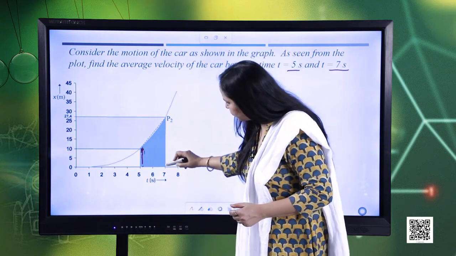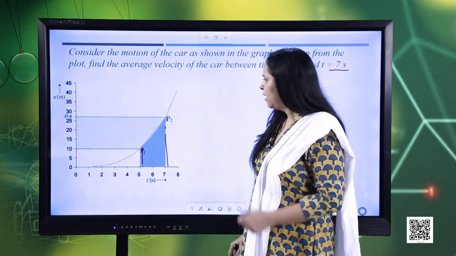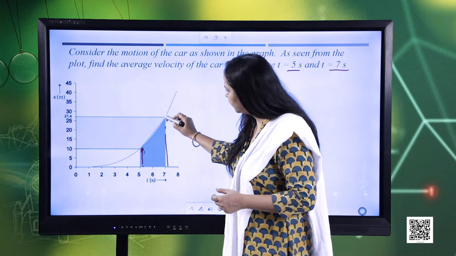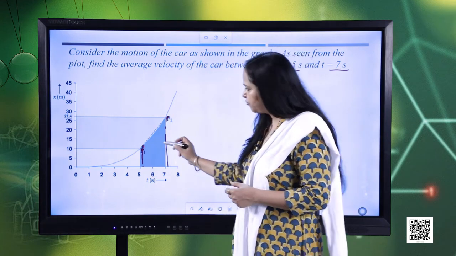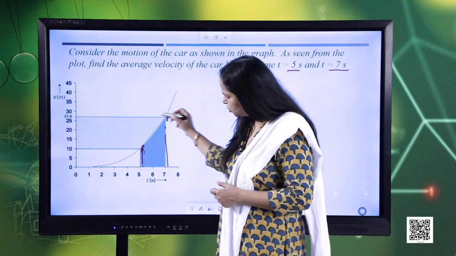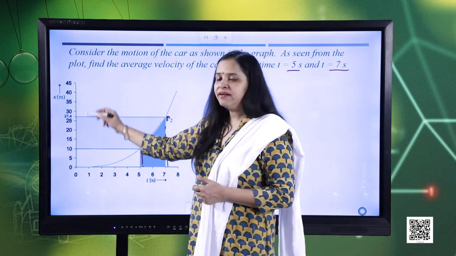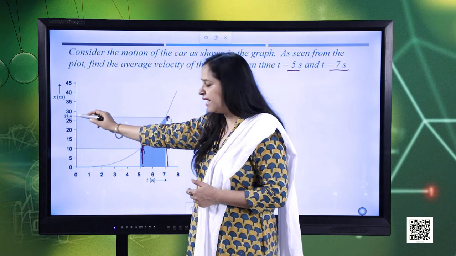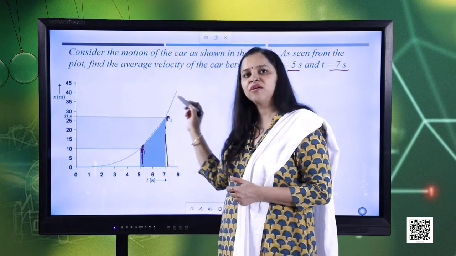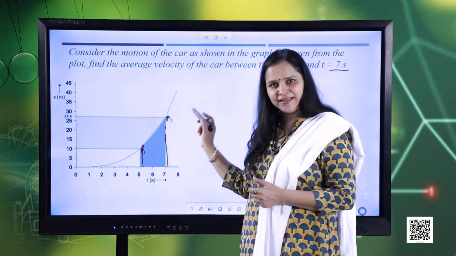Same thing you have to do at 7 seconds, just drop the perpendicular till the graph, and at those points of intersection, this is a point of intersection and this is the point of intersection, we drop the perpendiculars, which is shown here by the solid black lines. You can see we drop the perpendicular on the position axis, and these intersecting points give us the corresponding positions of the car at the two instances.